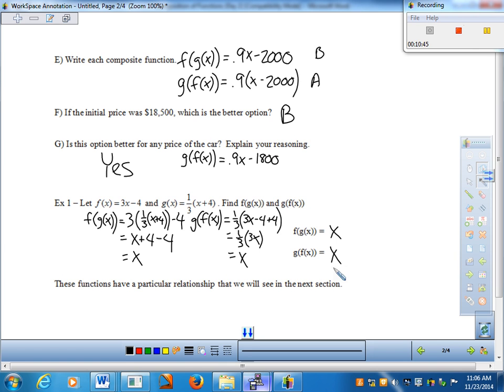So interesting. In each case, when I did the composition, I got the same answer. And that answer is really what we would call the original input. It's just x. Same here and same here. Now, I don't want to go into this in too much detail because it is coming our way relatively soon. But these functions, the 3x minus 4 and the 1/3 x plus 4, do have a particular relationship. If you look ahead in the next notes worksheet, you'll see maybe what they are called. But we'll take a look at it in the next section. So I'll just underline that piece and let's move on.